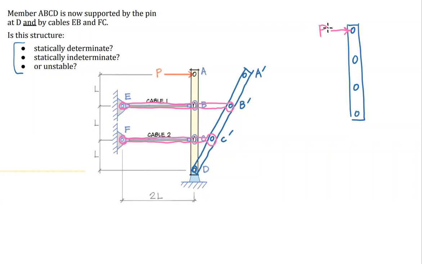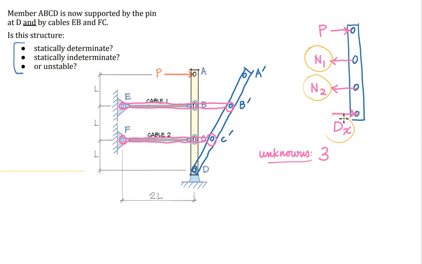So we have a P force at the top. We have a tension in cable one, that is a pulling force, so the arrow is pointed away from the body. Tension in cable two, also a pulling force, arrow pointed away from the body. And then down at D, just as before, we need a reaction. I'll call this D sub X. Those are our only unknowns. So for unknowns, we have three: N sub one, N sub two, and D sub X.